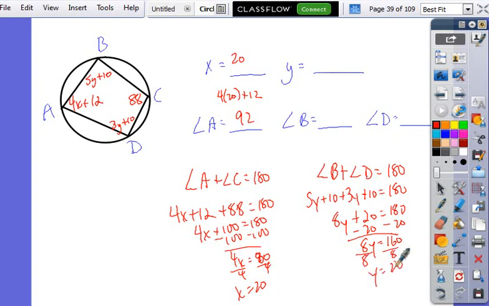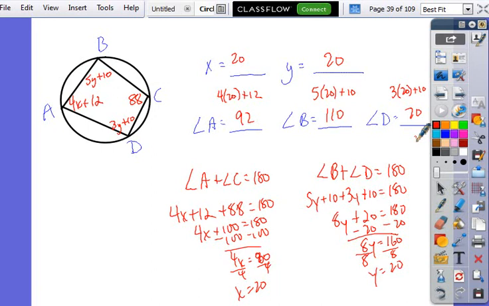What do I do with that 20? You plug it into the B formula. So I would say 5 times 20 plus 10, that's 100 plus 10 or 110. D would be 3 times 20 plus 10 or 70. Go back and check. These two, 110 and 70, 180. 92 and 88, 180. So we feel good that we got the right answer.